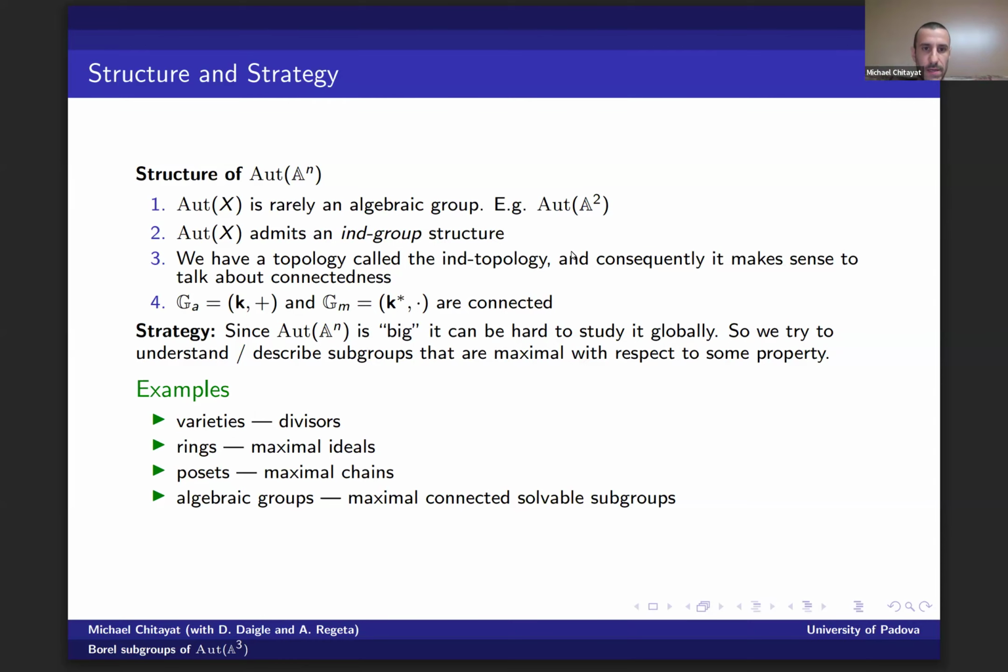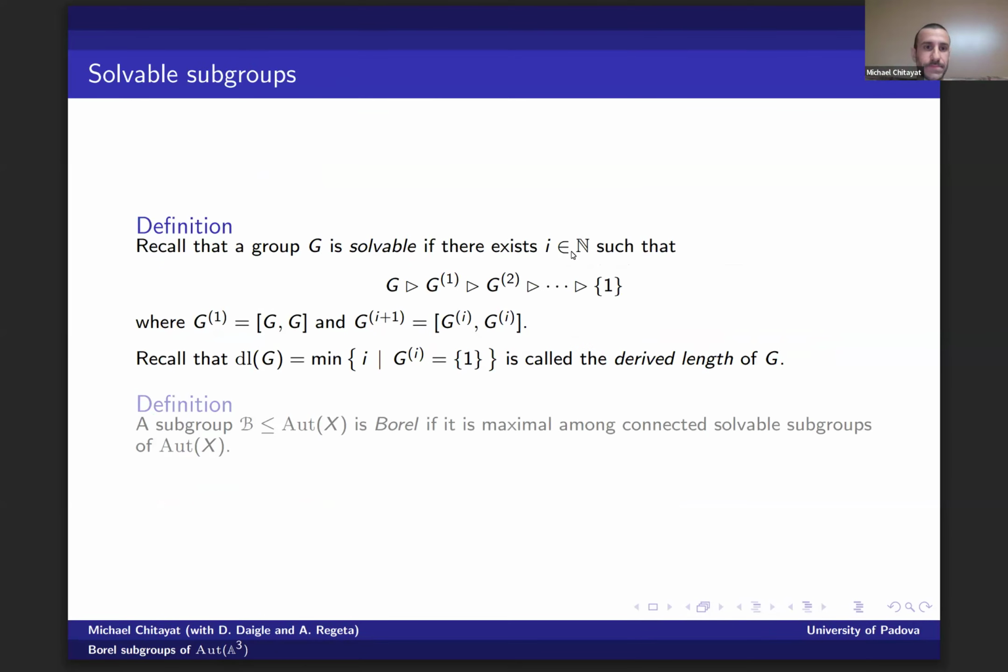Okay. So let me just tell you what it means for a group to be solvable. A group is solvable if there's some natural number such that this sequence where you take commutator subgroups eventually reaches the identity. So here, G1 is the commutator subgroup of G, G2 is the commutator subgroup of G1, et cetera. And if that reaches the identity, your group G is solvable.